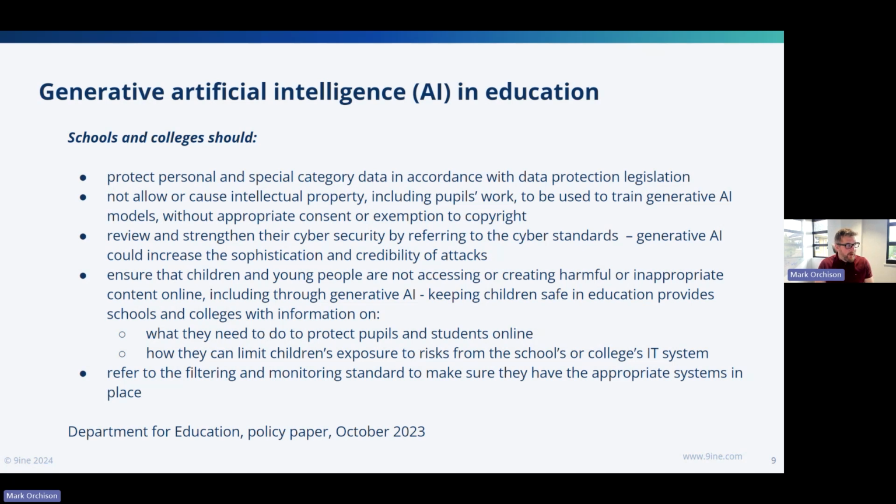transferred? Not allow or cause intellectual property, including pupils' work, to be used to train Gen AI models without appropriate consent or exemption to copyright. So which AI are you using, and are kids putting their work into it, and does that have some beneficial use to the provider of the AI?